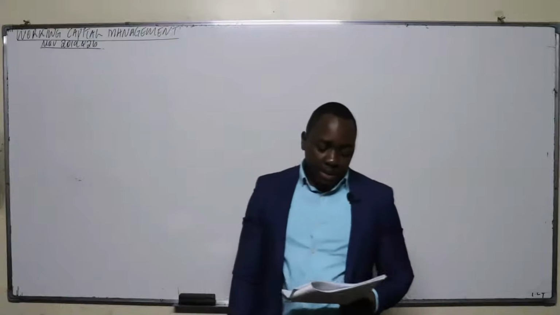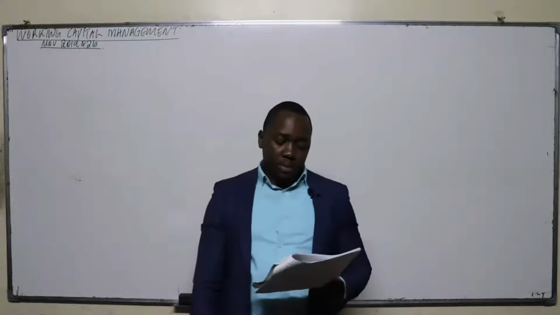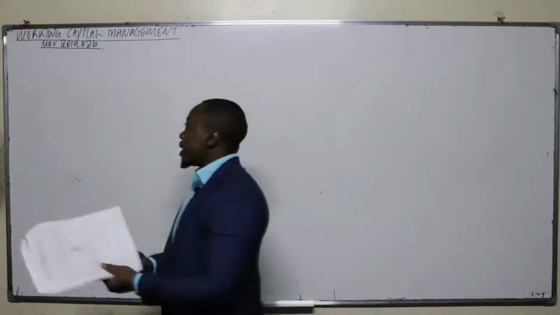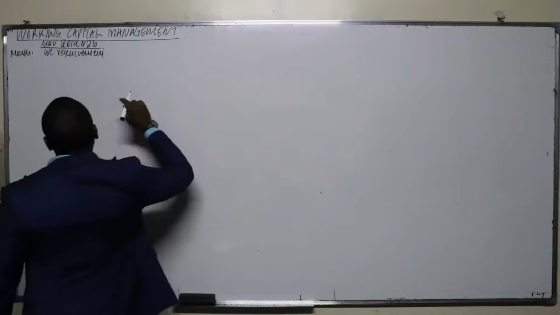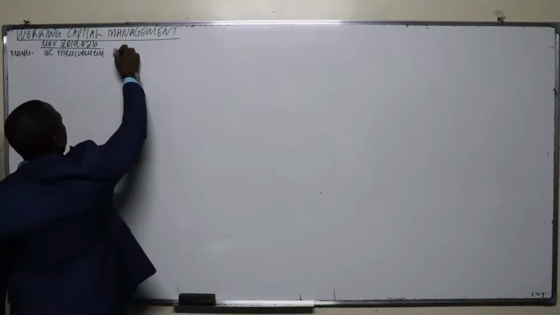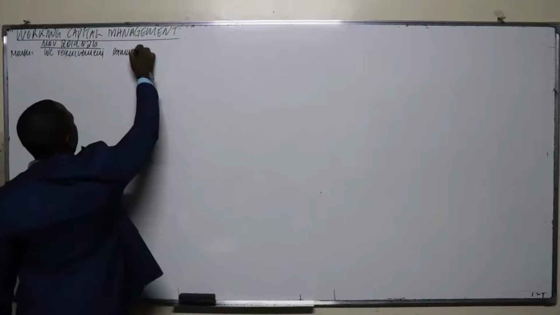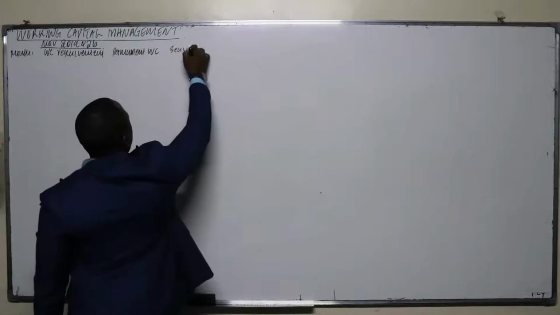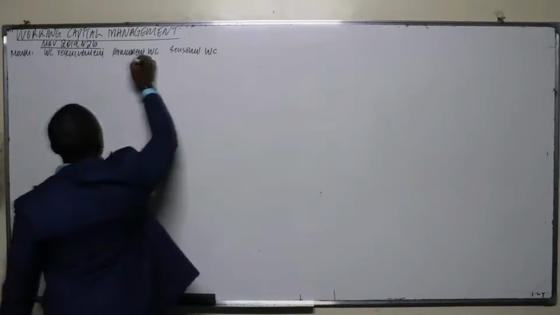The average monthly permanent and seasonal working capital requirement for the company. So how do we separate between the permanent and seasonal? Here you have the month, then we have the working capital requirement. Then for the working capital requirement, you classify them into two: permanent working capital and seasonal working capital.